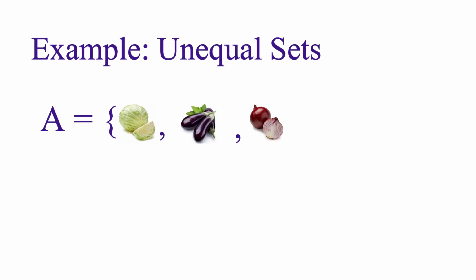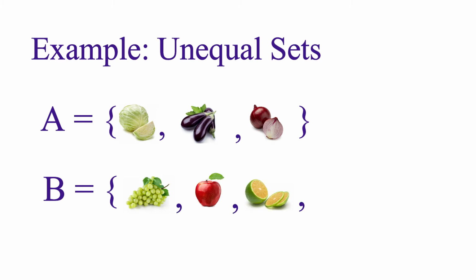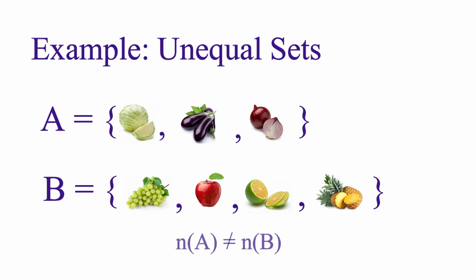Let us see an example for unequal sets. Set A has three different types of vegetables: cabbage, brinjal and onion. Set B has four different types of fruits: grape, apple, mosambi and pineapple. In both the sets, the elements are not the same and their cardinal number is also not the same. So they are unequal sets. Now let us do some exercise problems based on these concepts.